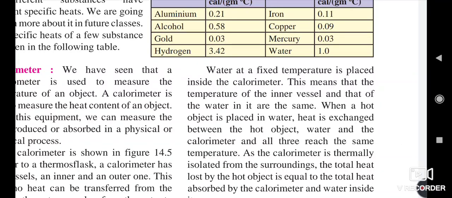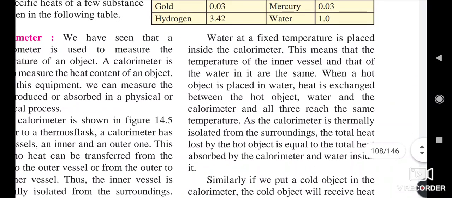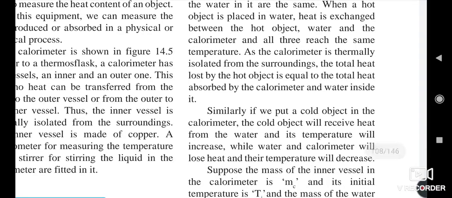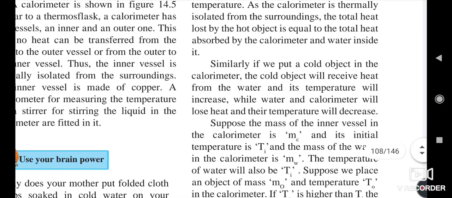The calorimeter is thermally isolated from the surroundings. The total heat lost by the hot object is equal to the heat absorbed by the calorimeter and the water inside. Similarly, if we put a cold object in the calorimeter, the cold object will receive heat from the water and its temperature will increase, while the water and calorimeter will lose heat and their temperature will decrease.